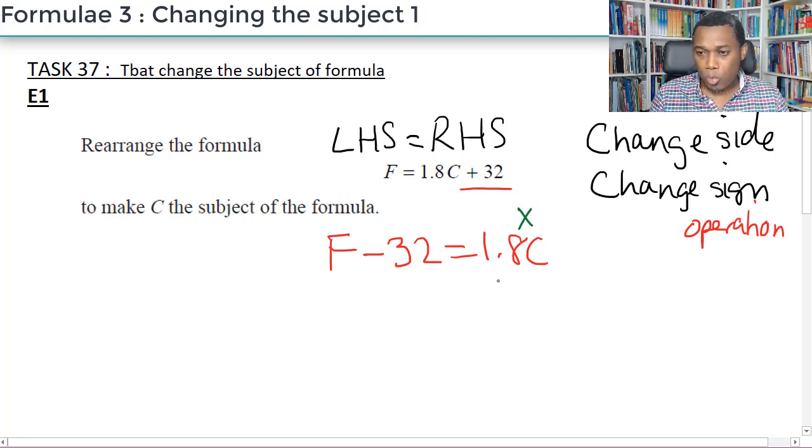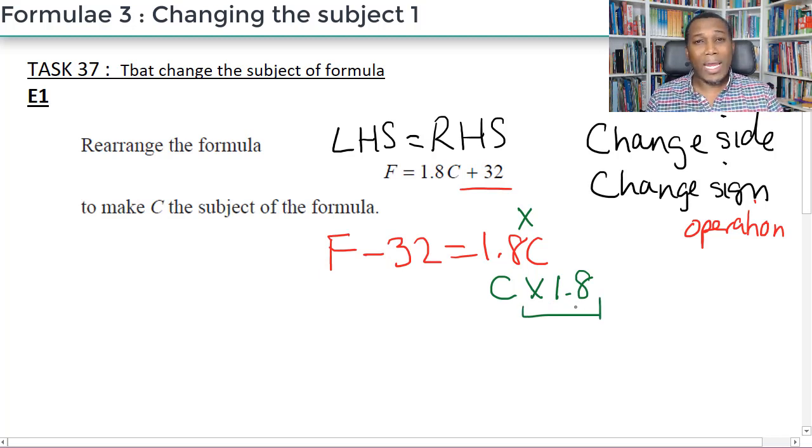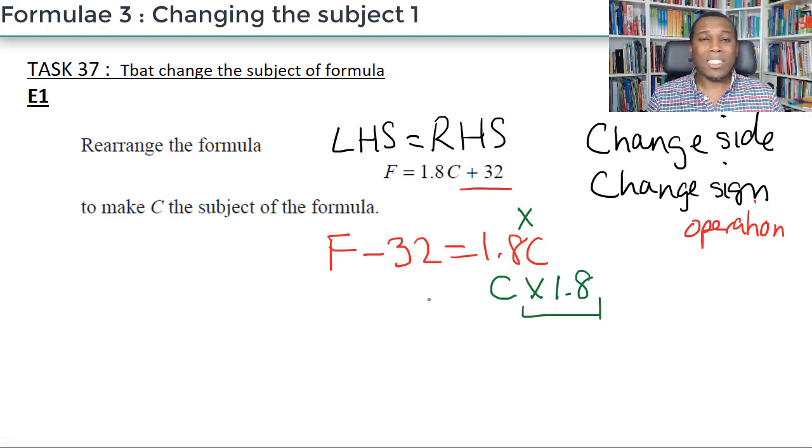At the moment, what do I have on the right-hand side? I have C being multiplied by 1.8. So if it's multiplied by 1.8 on the right, when it goes to the left, it has to become divide. I need to use the inverse operation. Change the side, change the sign. The spirit of it is when you move over, you do the opposite operation. So what's plus becomes minus. What's minus becomes plus. What's multiplication becomes division.